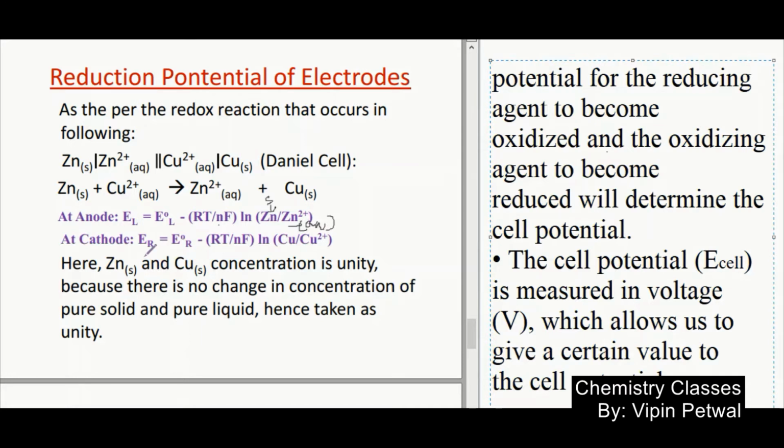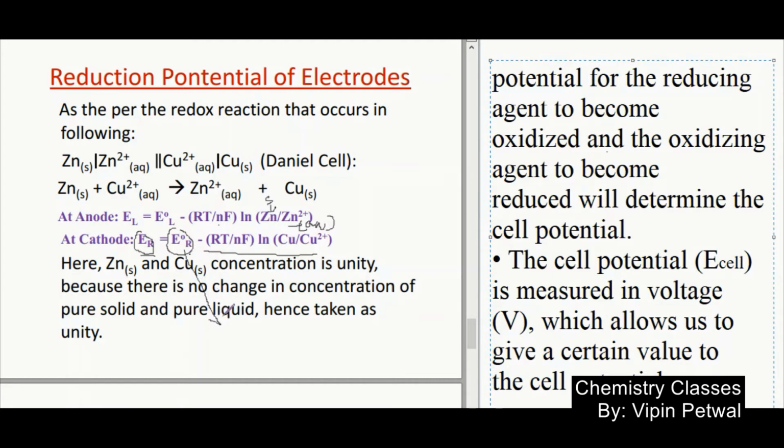In the same way, cathode, at cathode we have the right half cell, okay, a right electrode, and potential of right electrode can be determined in the same way, by subtracting this value from standard reduction potential of the right electrode E naught R.